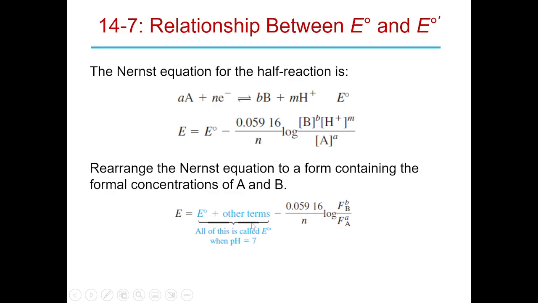At pH 7. Note if you're not at pH 7 but not pH 0 either, then you would have a different value. You would not have an E naught prime. You'd have other terms here that you'd have to factor. By the way, why is it that pH 0 would give you an E naught? What's 10 to the negative 0? 1. 1 being unity, right? Okay.